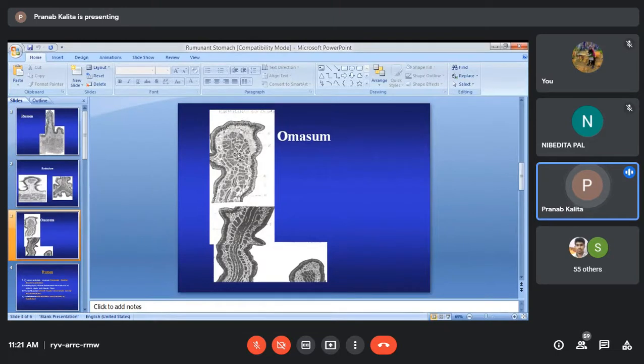And here you can see a distinct lamina muscularis mucosae, which is missing in the rumen and in the reticulum, except in the upper fold. Here you can see the omasum. Entirely, you will find the lamina muscularis in the fold. So that is about the histology of the three compartments.